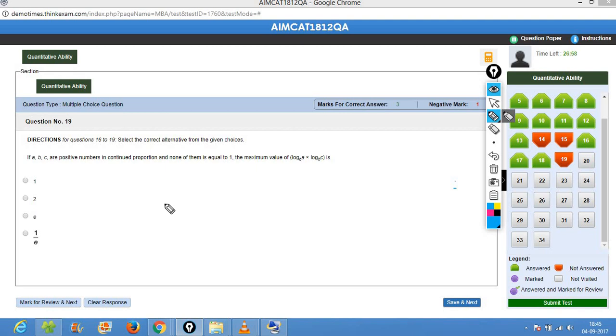A, B, C are positive numbers in continuous proportion. Continuous means A upon B is equal to B upon C, or B square is equal to AC. None of them is equal to 1, so I can assume them equal to 2. So 2, 2, 2 is a continuous proportion.